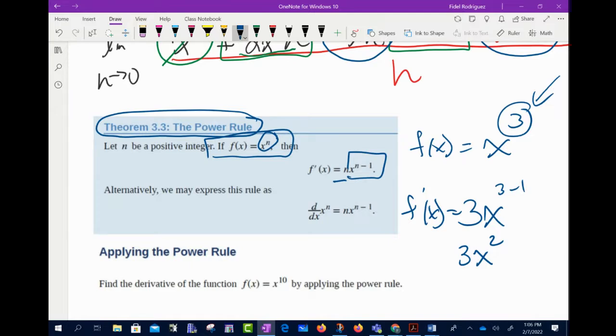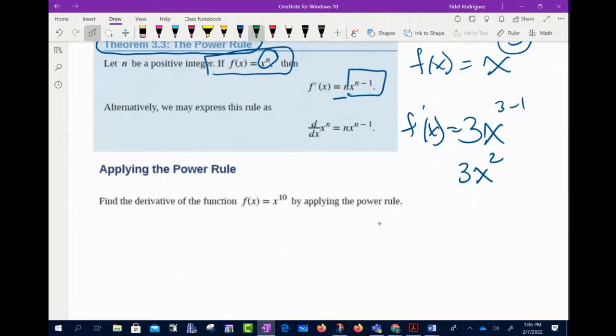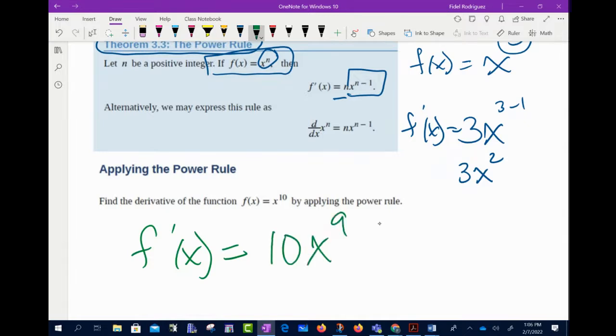We're going to do the shortcut. We're not going to do the long way, right? We're going to do the shortcut. So, question. What would the derivative look like? Anybody know? 10x to the 9. Boom.